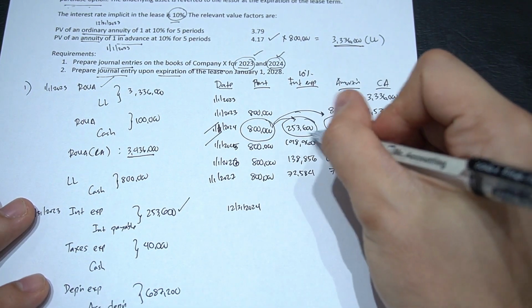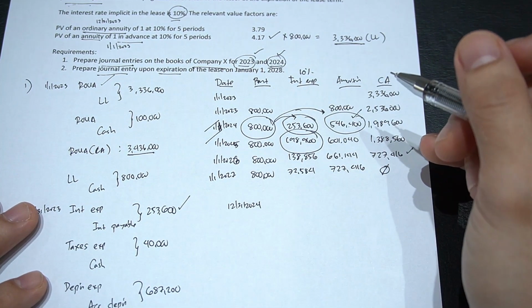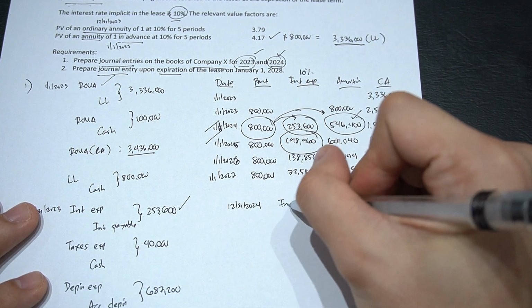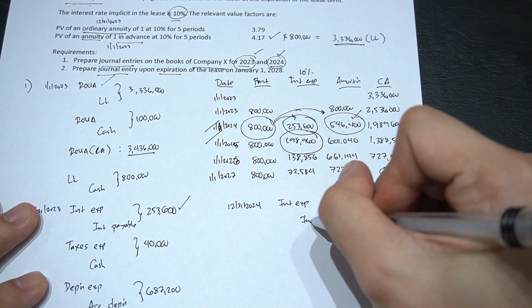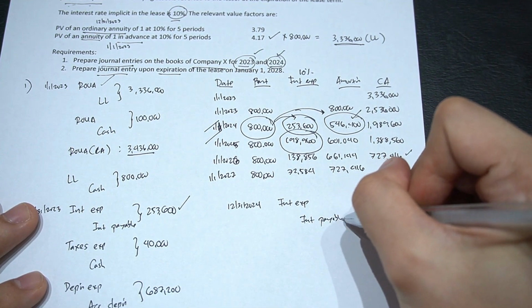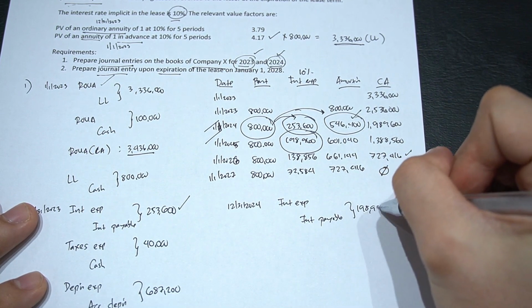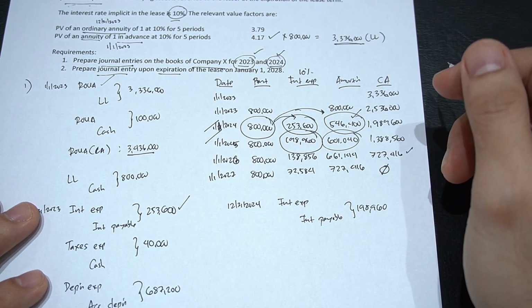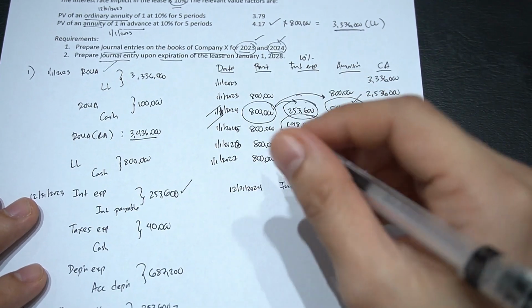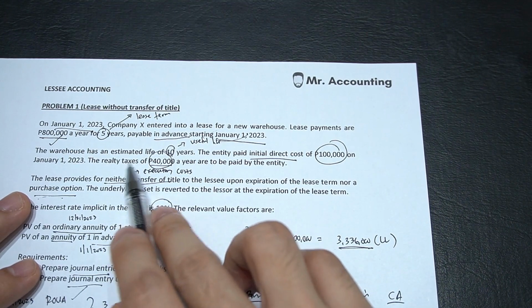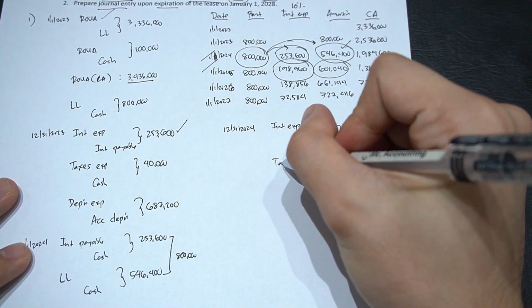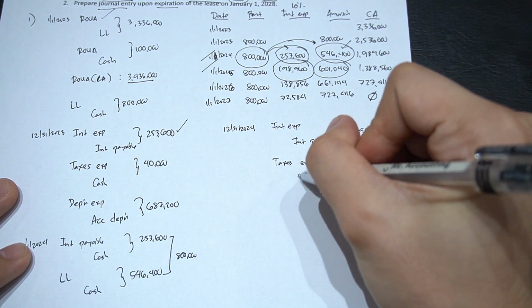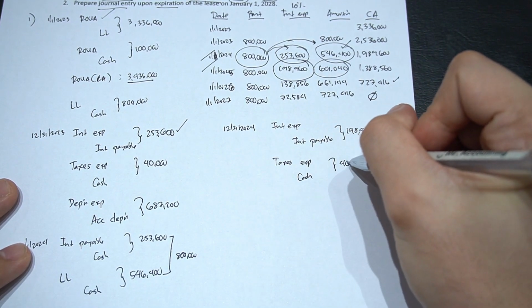Alright, so mag-accrue tayo, 198,960 na interest expense, debit interest expense, credit interest payable, 198,960. Alright, so wala ka pang entry for this one. Next day pa yan, January 1, 2025. And then magbayad ulit tayo ng executory cost kasi every year daw siya. Debit taxes expense, credit cash, 40,000.